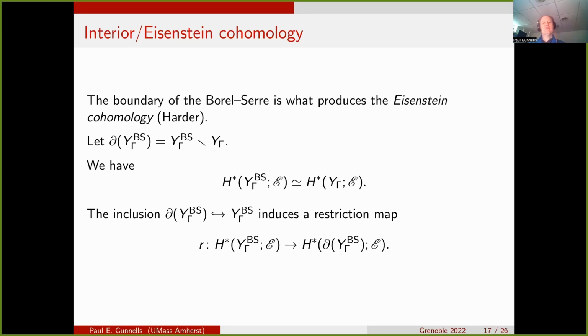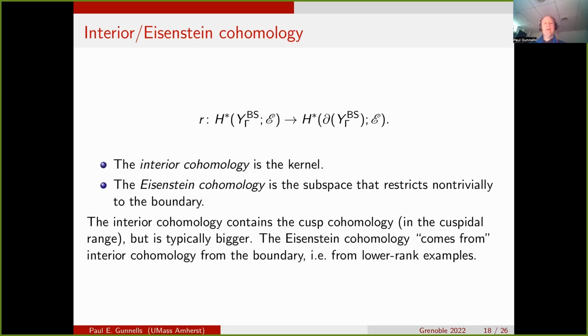But let me just mention that if you take the Borel-Serre and we define the boundary, then of course the cohomology of the Borel-Serre is the same as the cohomology of the thing without the boundary. They're homotopy equivalent. If you take the inclusion of the boundary into the compactified thing, you get a restriction map in cohomology, from the cohomology of the Borel-Serre to the cohomology of the boundary. We call the interior cohomology the part that's the kernel of this map, the stuff that restricts trivially to the boundary. And the Eisenstein cohomology is the subspace that restricts non-trivially to the boundary.